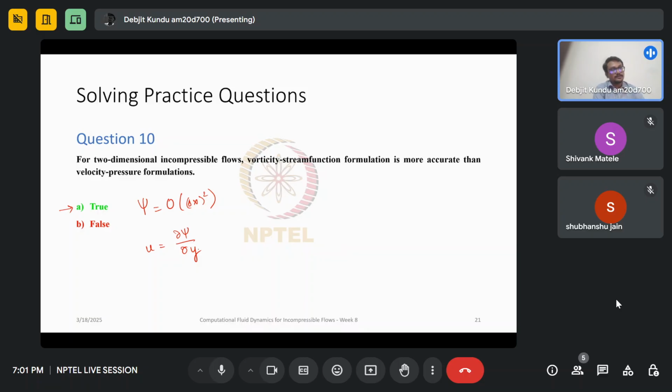Now, you know the gradient of this psi in delta x squared. So let's for a minute think that delta x and delta y are interchangeable, or we can do it the other way around as well. Let's say V equal to minus dou psi dou x. So you know the gradient of this in terms of the second order. So that means your velocity V, you will know that in third order, right?